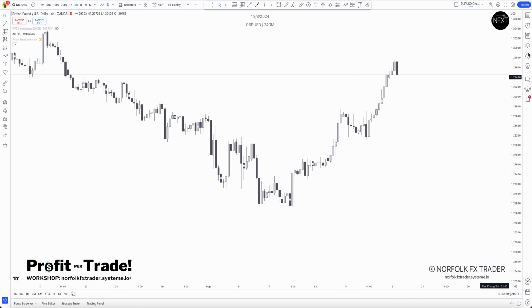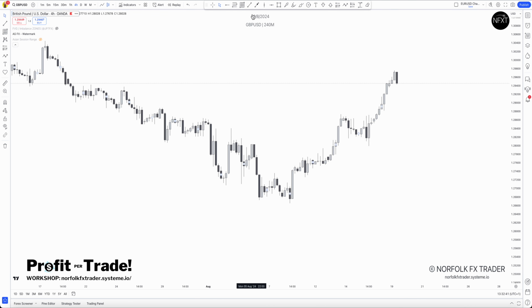So again, we're going to start with that structure in the market. We have a structure break we can mark here. And then straight after that, you can see we have this sweep.